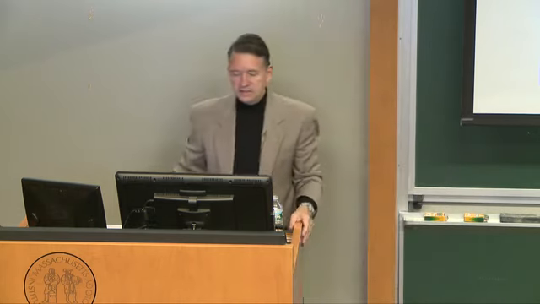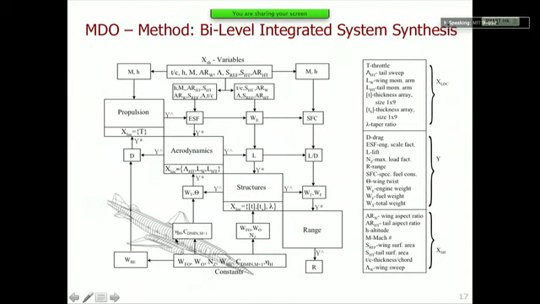The context here is that we're going to design a high-speed, supersonic business jet. It's shown in this gray picture. We have four major subsystems we're going to consider: propulsion, aerodynamics, structures, and then the performance, which in this case is range. And what's important in decomposing the problem is the x's and the y's.